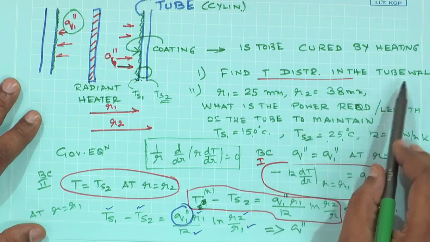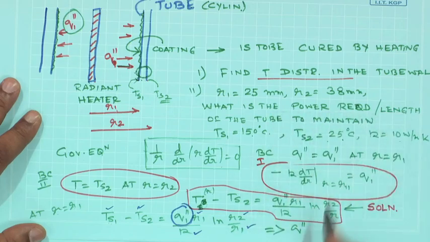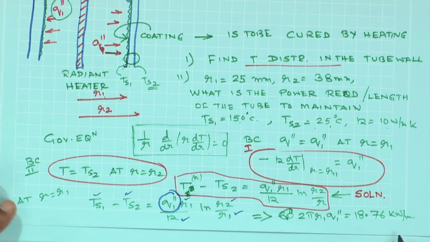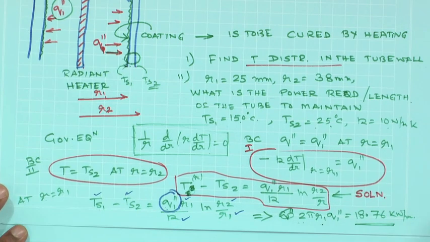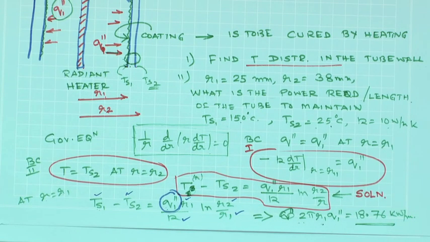So, I have to find out the power required per unit length. The power required per unit length would be twice pi R1 q1 double prime, and the numerical value would be 18.76 kilowatt per meter. This is the value you should get by working out the value of q1 double prime. q1 double prime is the flux, but you are asked to calculate the power required per unit length. That is why you multiply it with twice pi R1, and therefore you get the value of power to be supplied per unit length of the tube.